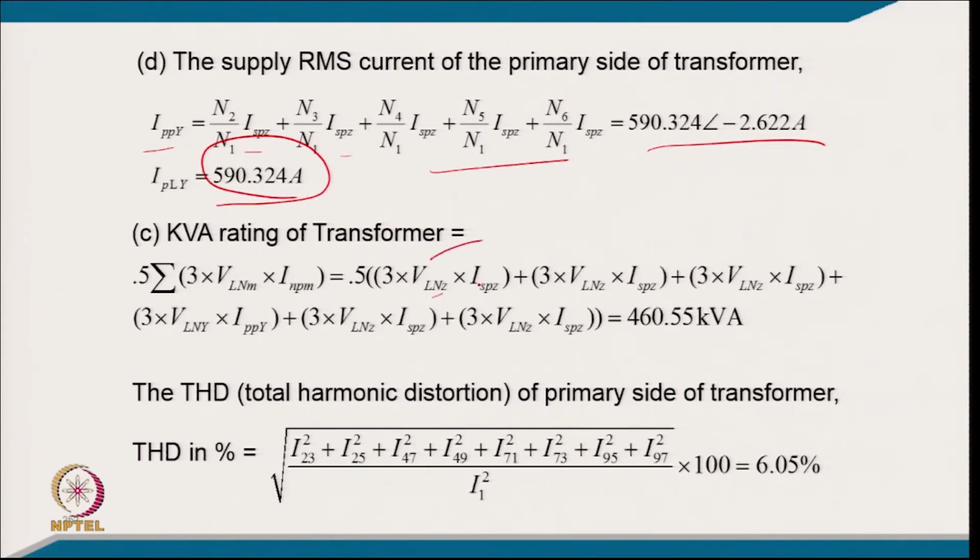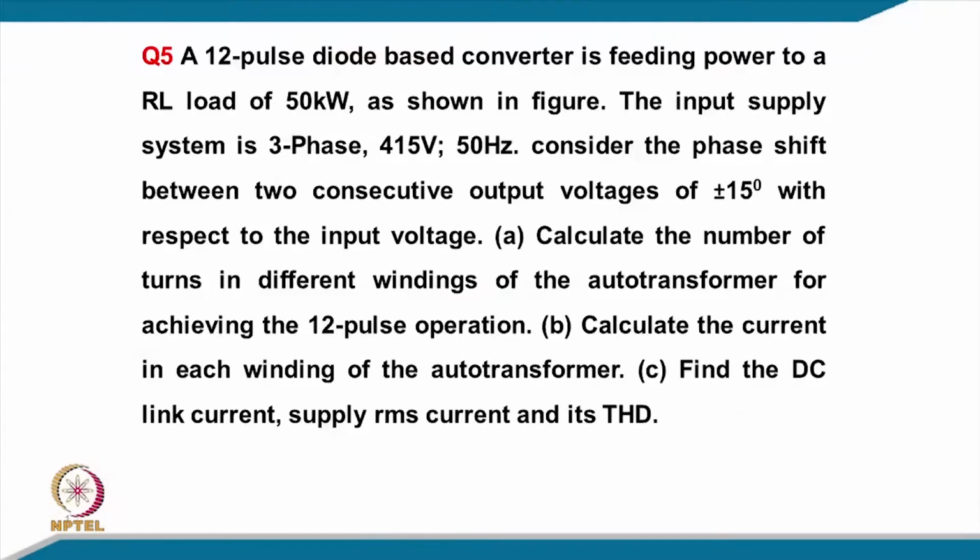And for the kVA rating you have to take the VA of all the windings here, putting their respective values, and divide by 2 of that. So, you get 460.55 kVA, and for the THD from this you have to put all the individual harmonics which are there, because it is typically your 24 pulse. So, the lowest will be 23, and you have to consider the dominant only. So, it comes to 6.05% also.